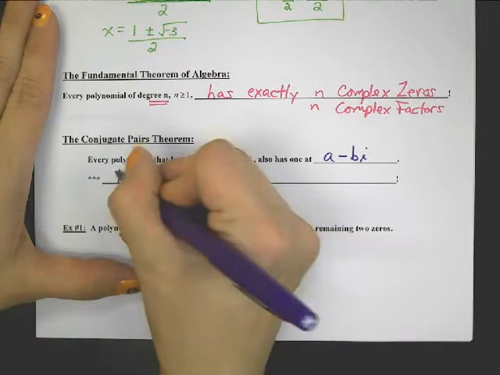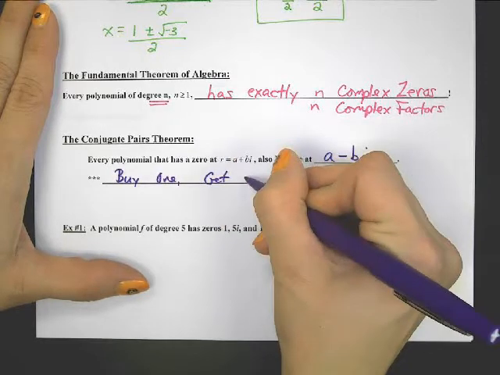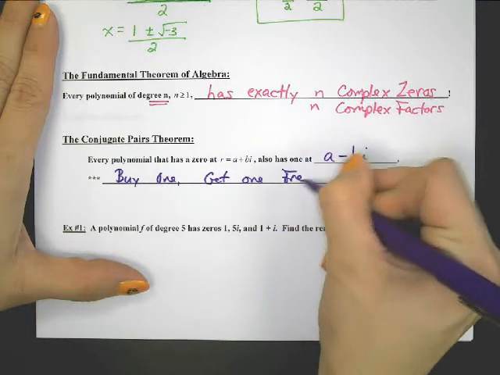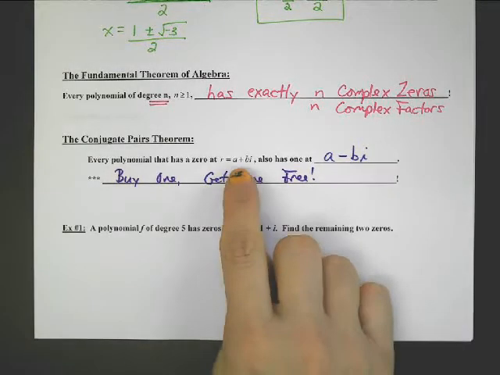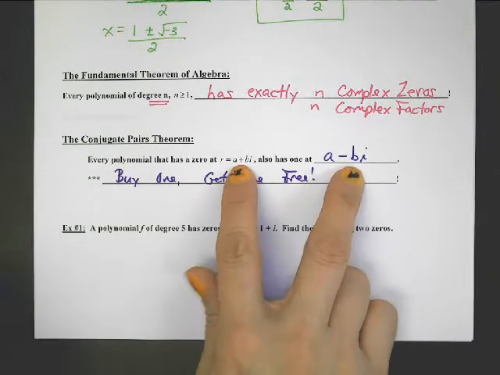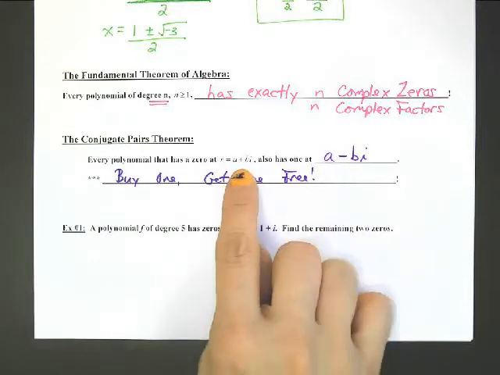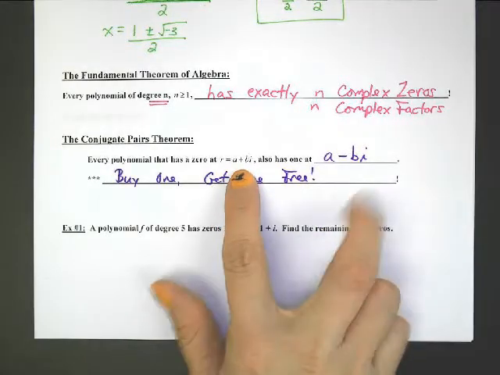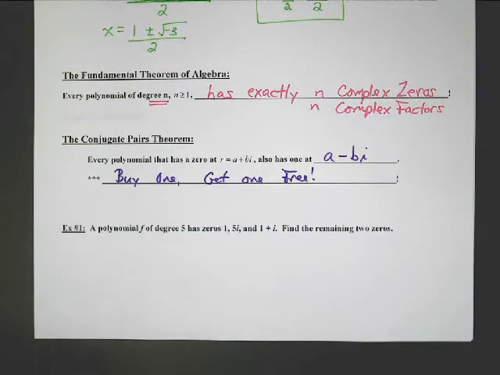I like to call this the buy one, get one free rule. Of course, that's not mathematical. That's just what I say to help myself remember. If you have one complex zero, you're going to have another one. So sometimes books will try to trick you, or they'll give you one, but then you know automatically that there's another one they didn't mention. So it's like they gave you two for free.